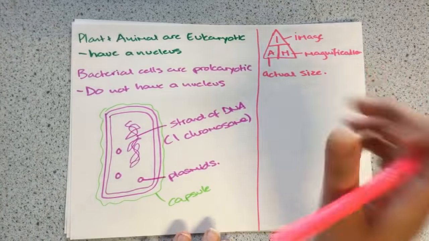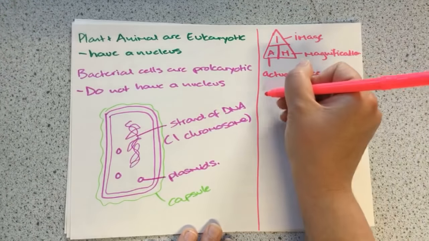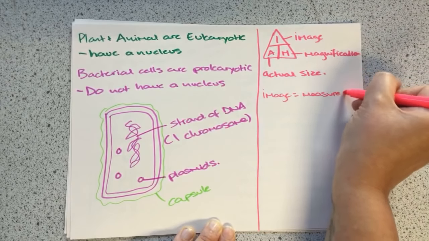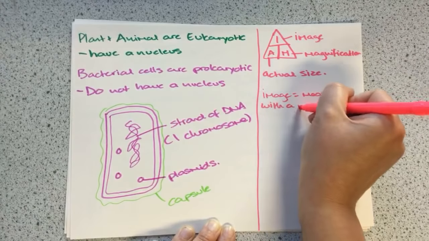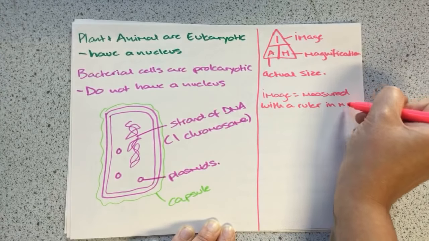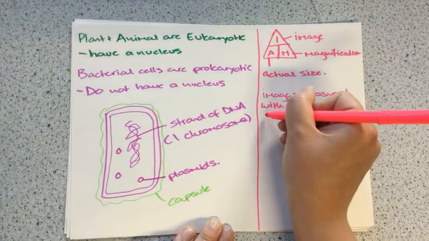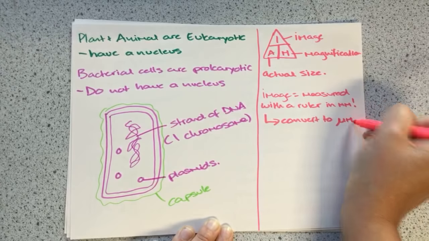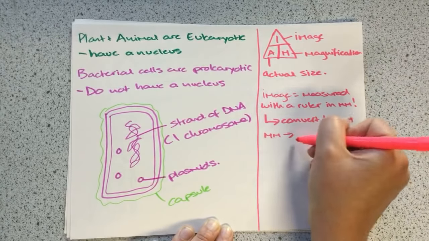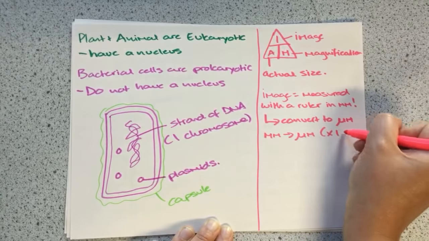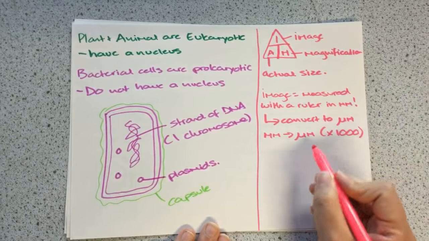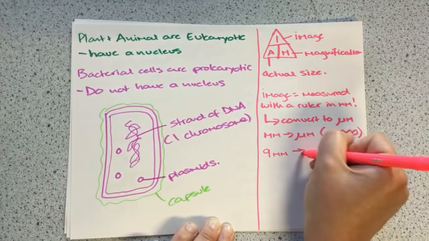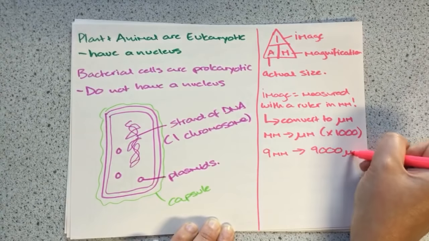When you are measuring, you would be measuring the length of an image with a ruler. So the image is measured with a ruler in millimeters. It's important to measure in millimeters because sometimes you will need to convert to micrometers. To convert from millimeters to micrometers, you need to times by 1,000 because there are 1,000 micrometers in 1 millimeter. So for example, 9 millimeters would then be 9,000 micrometers.